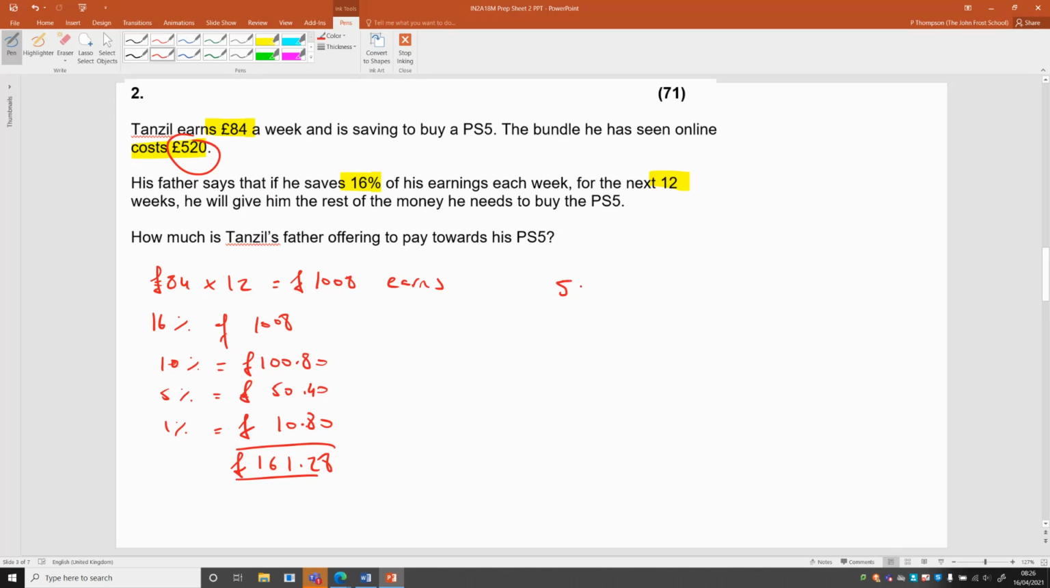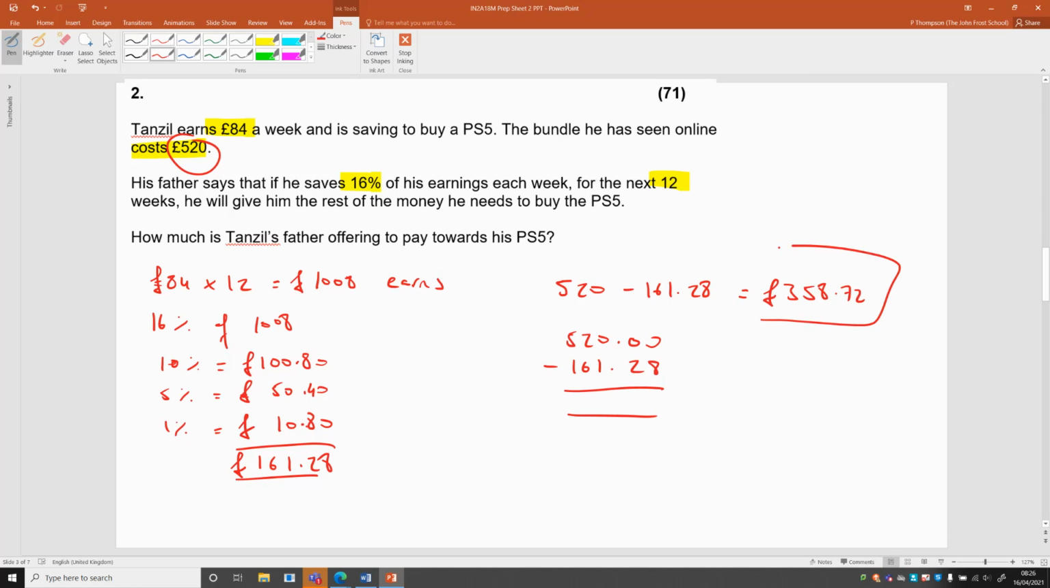So the remaining amount is going to be 520 take away £161.28, and you would use the column method here to do your subtraction. Let's see what you get. I'm not going to show the whole thing, but to keep it safe, do it that way. Put 0.00 down to help you with all the borrowing, and in the end you get £358.72. That's what his dad is going to pay towards the PS5. Okay, that one's done.